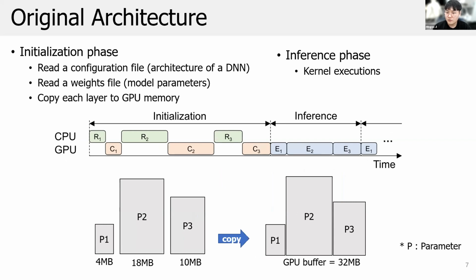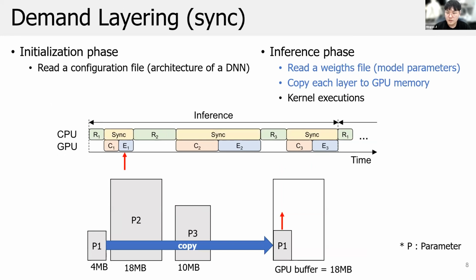We know how many model parameters each layer requires when configuring the network in the initialization stage. Let's take an example. In the original architecture, when the read operation in the initialization stage reads 4 megabytes, 18 megabytes, and 10 megabytes of the 3 model parameters respectively, a total of 32 megabytes of buffer is allocated and the parameters are copied to the GPU memory. The inference stage will use a buffer already allocated in the GPU memory. We try to minimize the buffer based on our analysis. The structure of this slide is the first step toward demand layering.